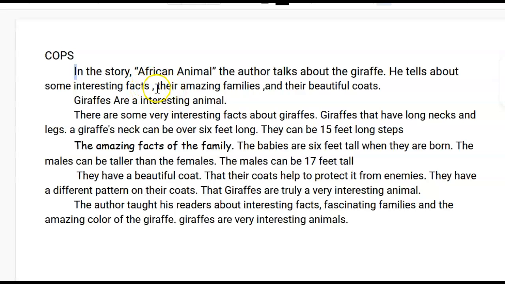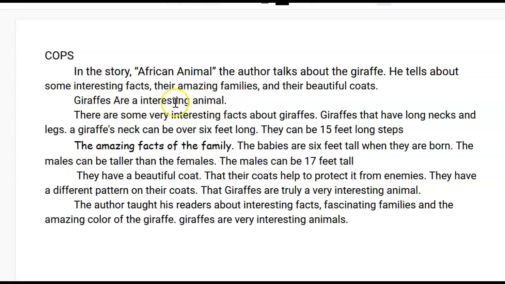But notice here the punctuation. See how there's a space in between the S and the comma? You need to get rid of that. So I'm going to go backwards and get rid of that. The space should be after the comma. So he tells about some interesting facts, great adjective, interesting. Their amazing families. Oh, and there's that floating comma again, but this time it's right next to the A. So I'm going to get rid of it, put a space after it, and their beautiful coats. There it is.